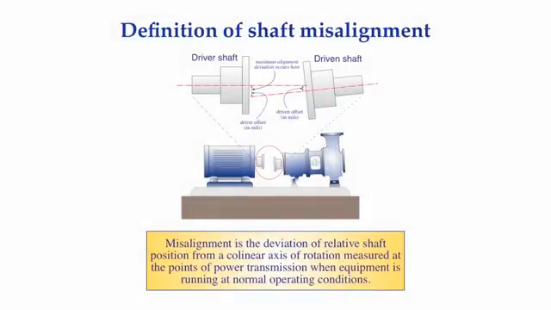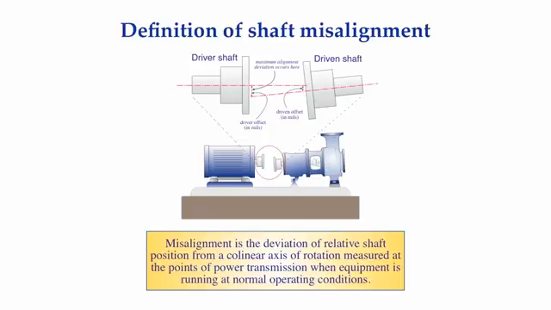Shaft misalignment is the deviation of relative shaft position from being in a collinear axis of rotation, and we measure these gaps or deviations at the flexing points or points of power transmission when the equipment is running under normal operating conditions. Now, that's quite a mouthful, but if you examine each part of the definition, hopefully you will see what I am trying to convey.